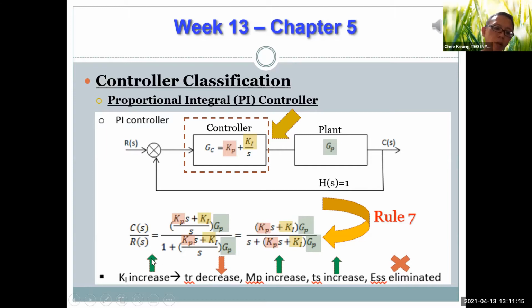And then, of course, through empirical study and testing, it has been known that Ki, by increasing it, you will reduce your rise time, you will increase your maximum peak, and you will increase your settling time. And of course, the best thing is it will eliminate your steady state error totally.